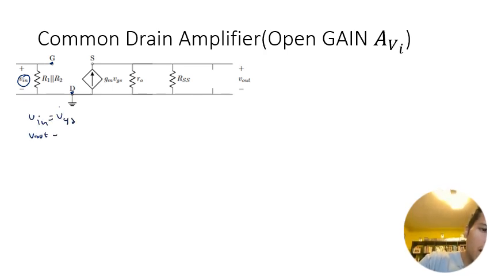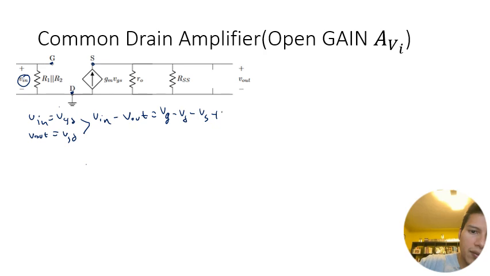Vout is equal to VSD. So that means that Vin minus Vout equals Vg minus Vd minus Vs plus Vd, which is just VGS. So the VTs cancel, and you're left with VGS.